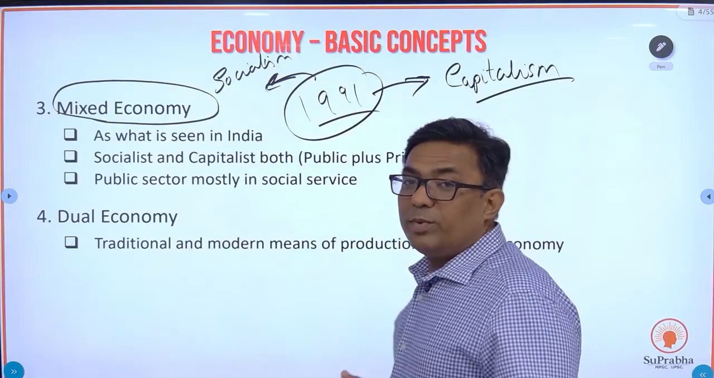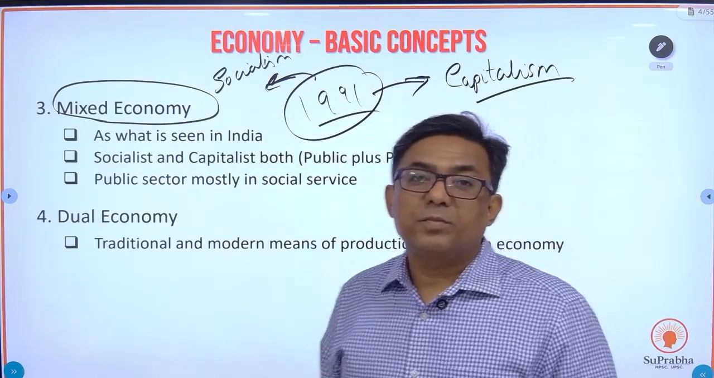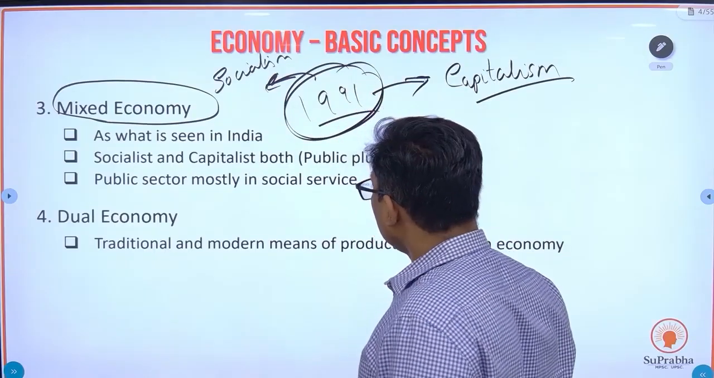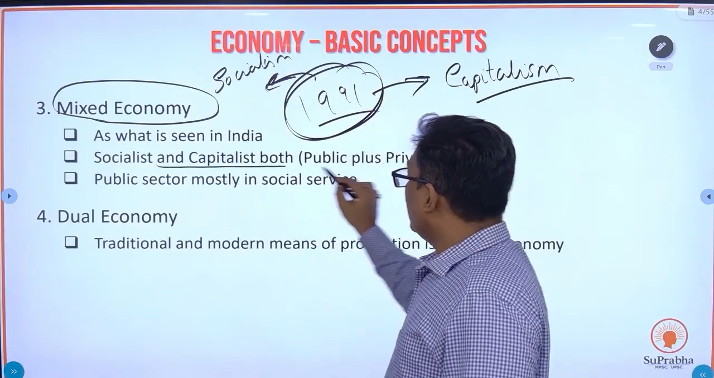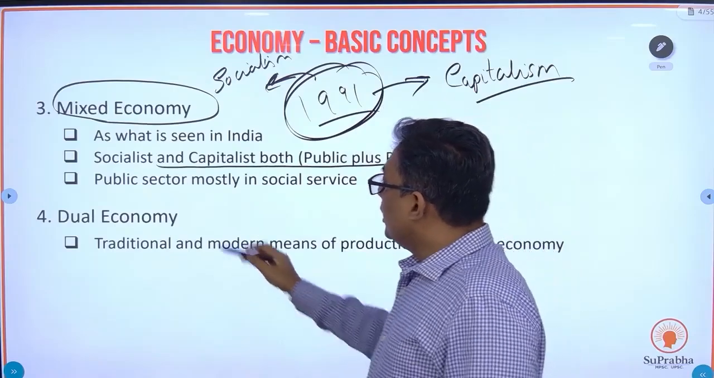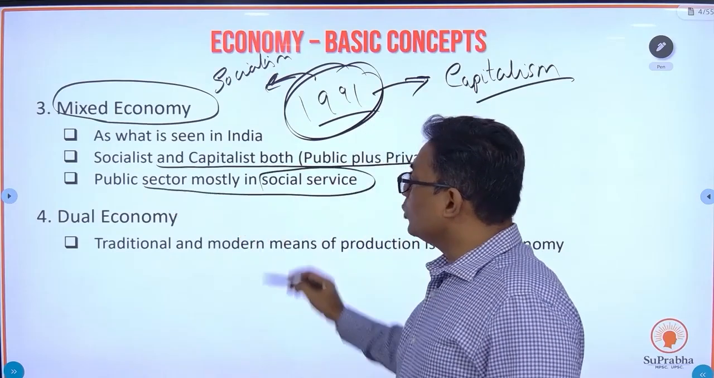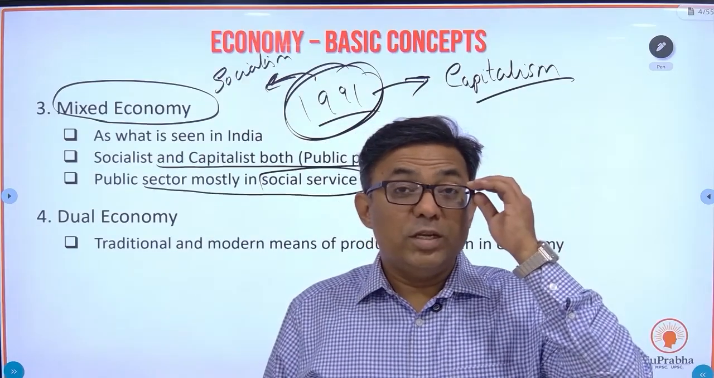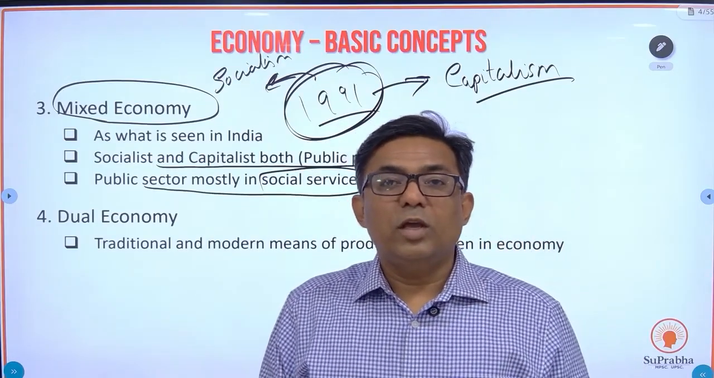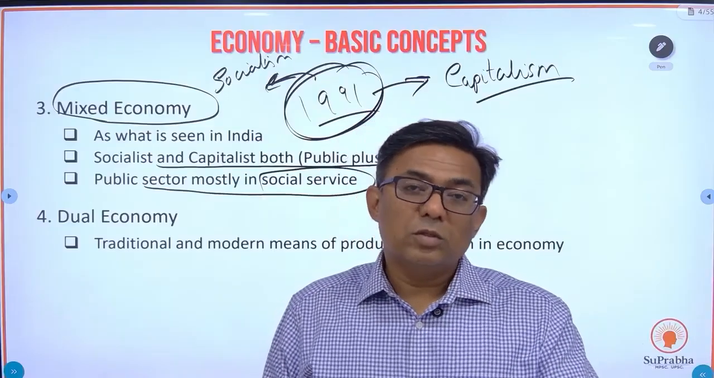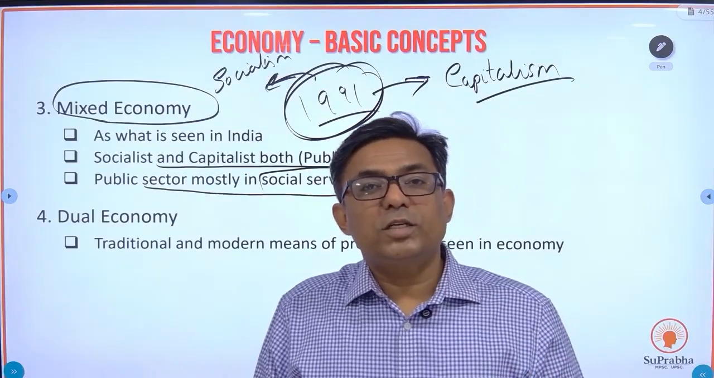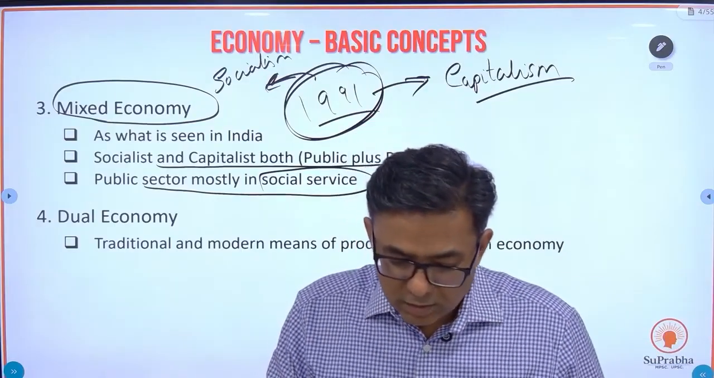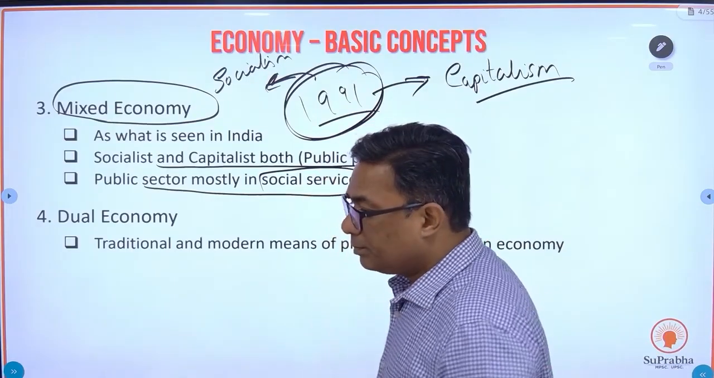Today, more and more private players are coming forward and they are churning the economy. What happened in 1991? We will do that later. So mixed economy, socialist and capitalist, public and private both coexist. Public sector is mostly seen in social service. So where do you see public sector? Mostly in providing education, mostly in the health sector, providing health facilities to the poor people. So in the social sector, you will find more of the government, whereas in production, all other production now it is the private player.